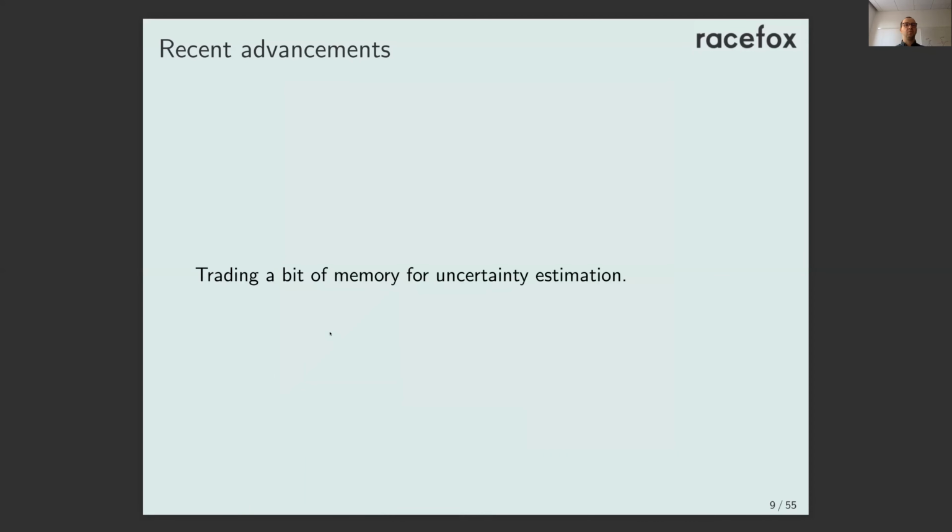But what they are actually doing essentially is trading a bit of memory for uncertainty estimation. That means that when they have a test item, you really have to have not all your training data, but part of your training data with you to compare it with the test data. And once you have them, you can have a fair estimation of uncertainty.